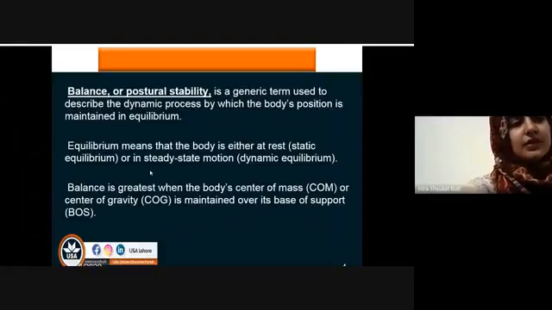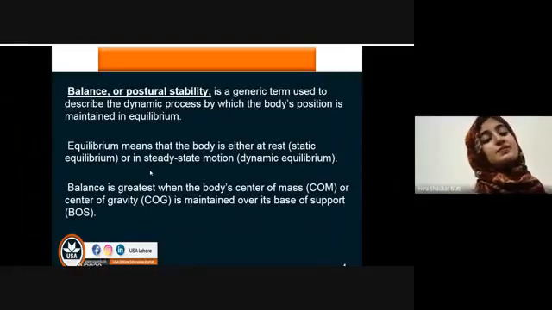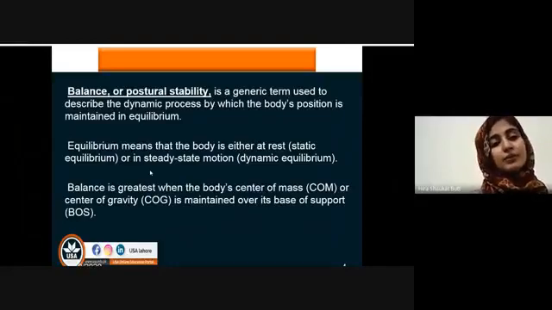Balance is a generic term used to describe the dynamic process by which the body's position is maintained in equilibrium. So the state of equilibrium is known as balance. If we talk about body balance, it will be the position in which the body is maintaining equilibrium. And what is equilibrium? If the body is moving, then it must be in dynamic equilibrium, and if the body is static or stationary, then it must be in the resting position, in static equilibrium.